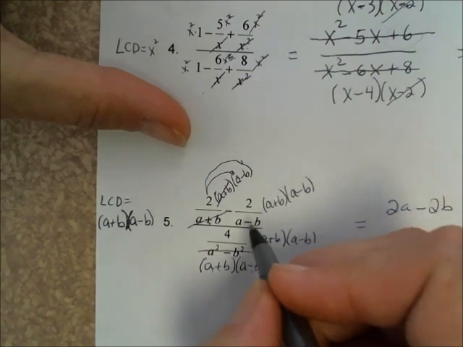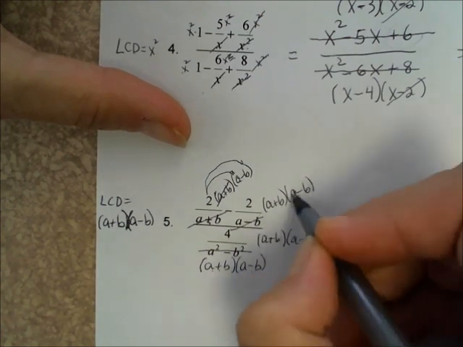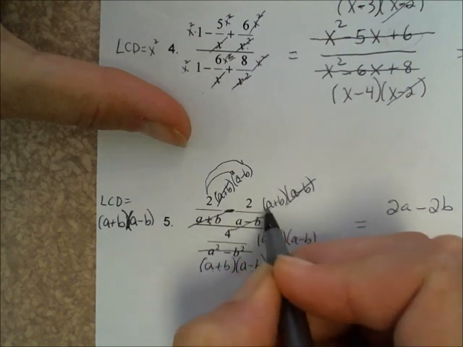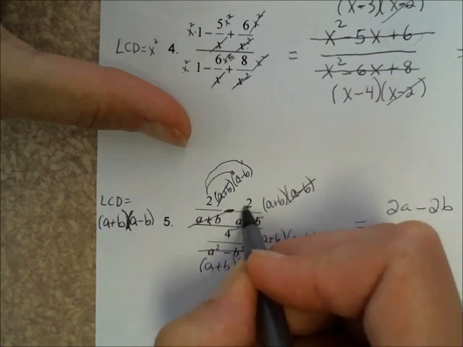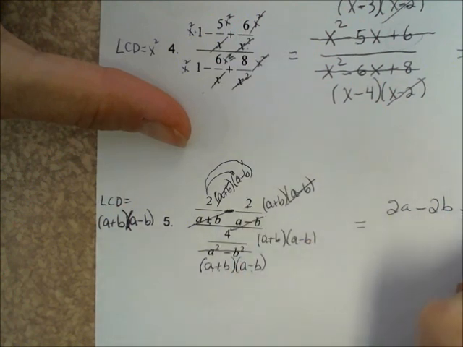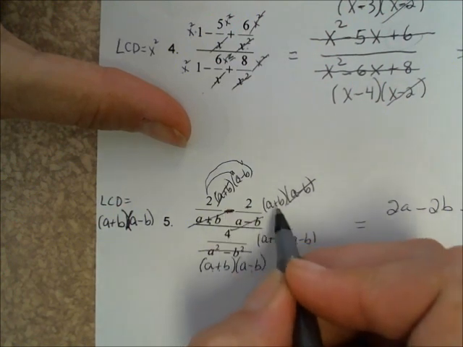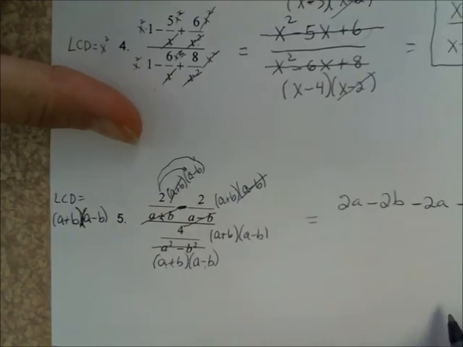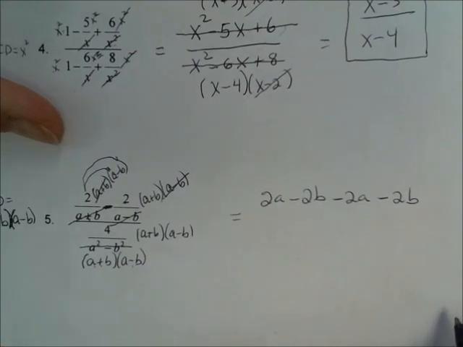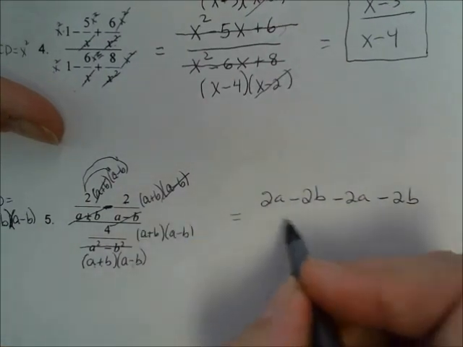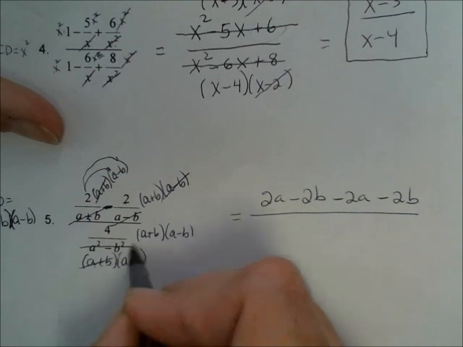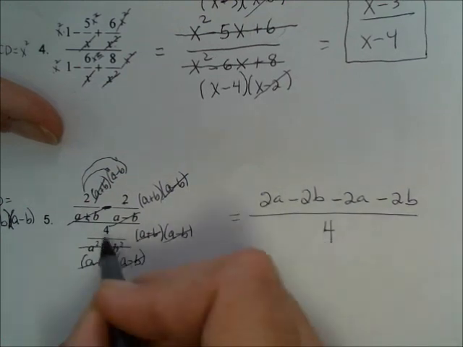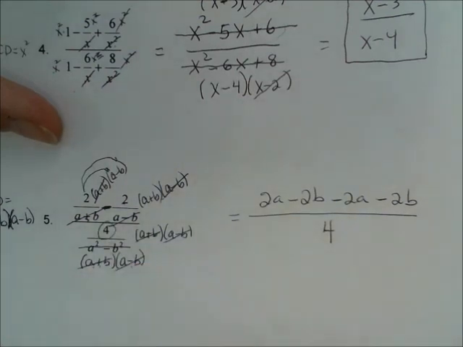Over here in this term, the a minus b's cancel out. And you're left with, look at this, this is a negative 2 times a plus b. So negative 2 times a is negative 2a. Negative 2 times b is negative 2b. And then on the bottom, the a plus b's cancel, the a minus b's cancel, and you're just left with a 4 because we did not cancel that 4 out.